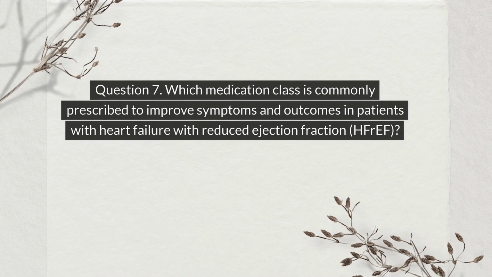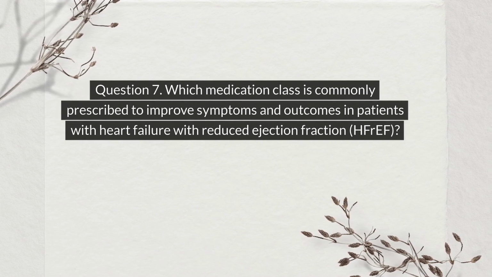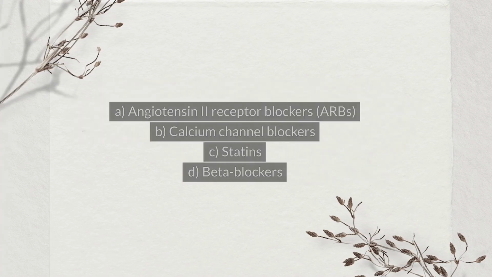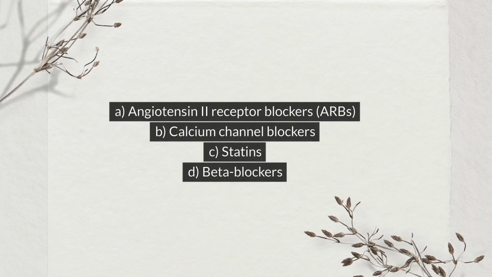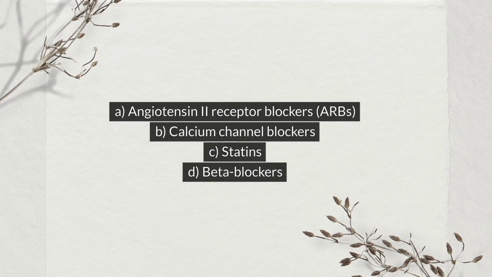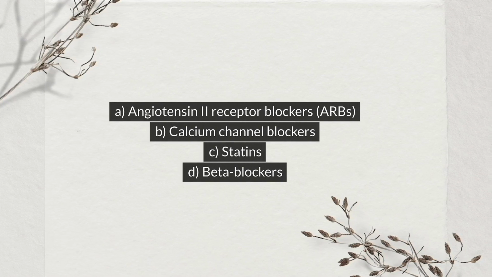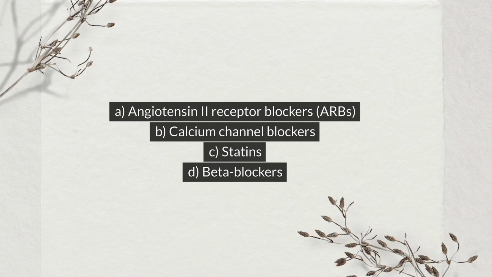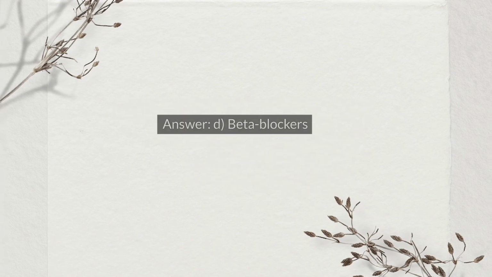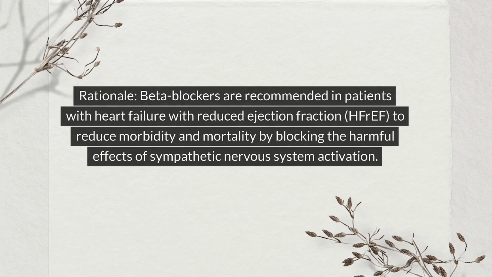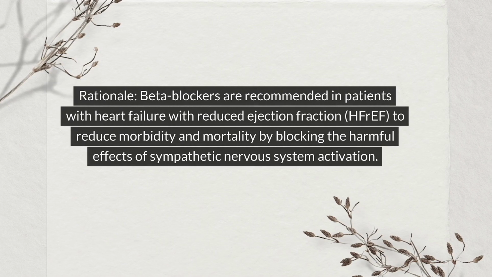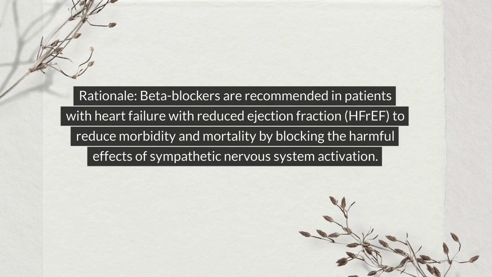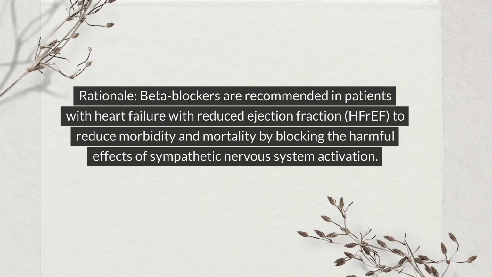Question 7. Which medication class is commonly prescribed to improve symptoms and outcomes in patients with heart failure with reduced ejection fraction, HFrEF? A. Angiotensin II receptor blockers, ARBs. B. Calcium channel blockers. C. Statins. D. Beta blockers. Answer: D. Beta blockers. Rationale: Beta blockers are recommended in patients with HFrEF to reduce morbidity and mortality by blocking the harmful effects of sympathetic nervous system activation.